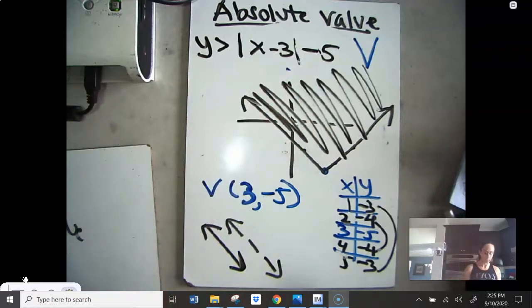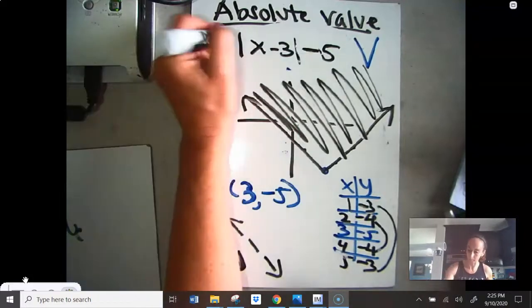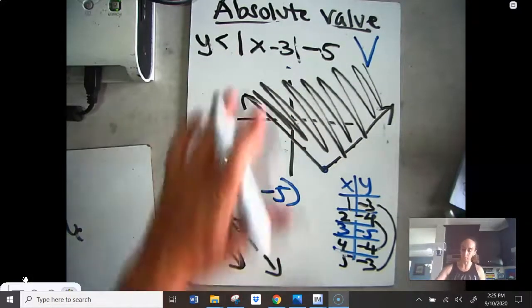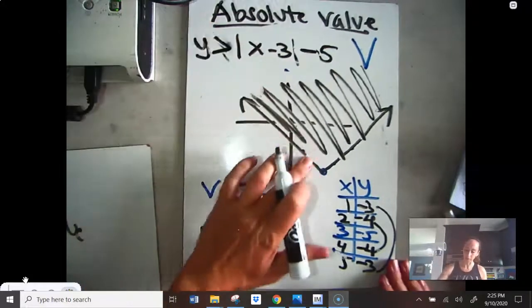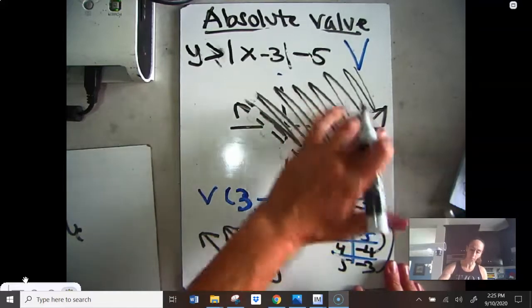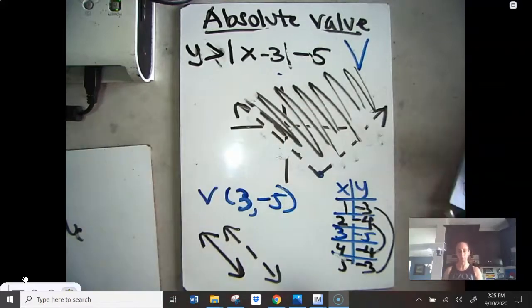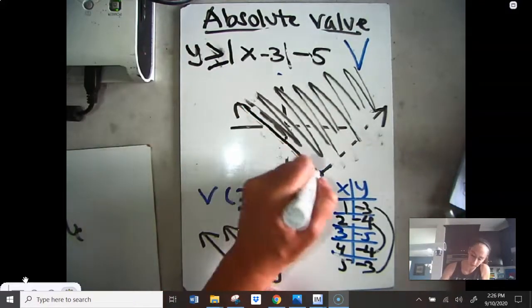Now, what if this time it didn't say greater than, it says less than? What would be the difference? Oops, I'm sorry, I messed up. Sorry, this was greater than. And some of you are going to correct me. That should be dashed. Okay, so that would be dashed and going up. Sorry about that. What if it said greater than or equal to? Then it's solid.